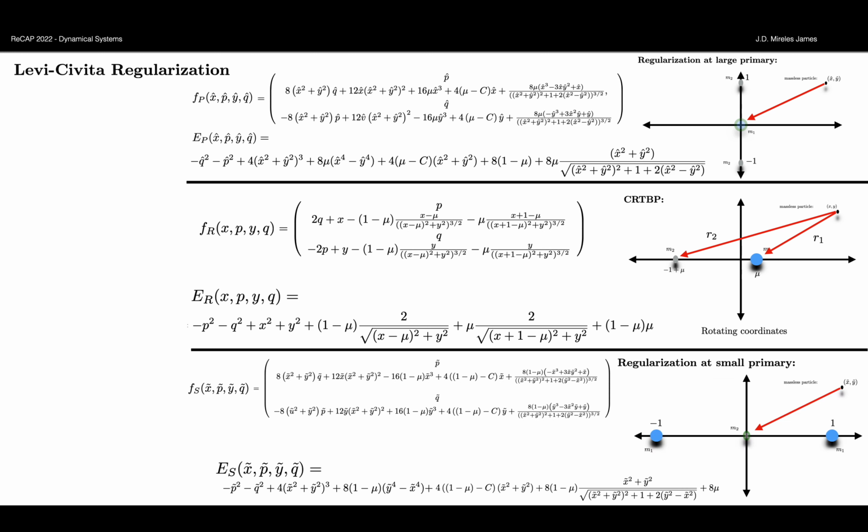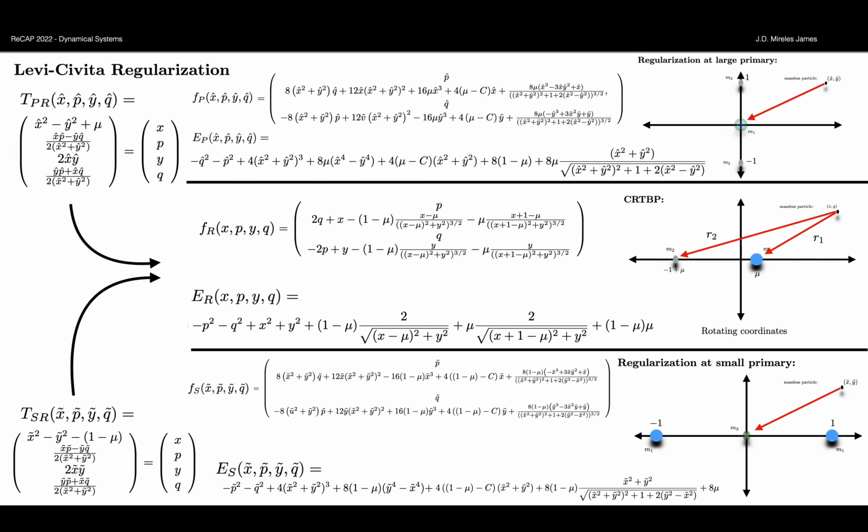So here's the regularization at the small primary, and the transformations that take us back and forth are these. And these are local diffeomorphisms. So globally, this is a double cover, but at any given point, you have a nice derivative here. Again, this is a lot of formulas, but the main point of this slide is just that these different coordinates and these different vector fields exist, and that this is a way to regularize collisions.